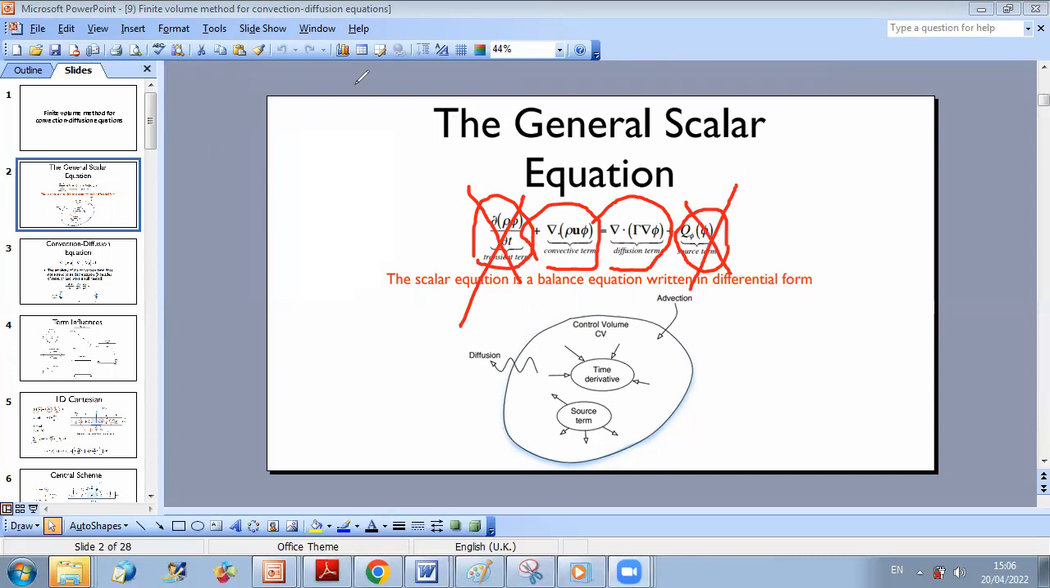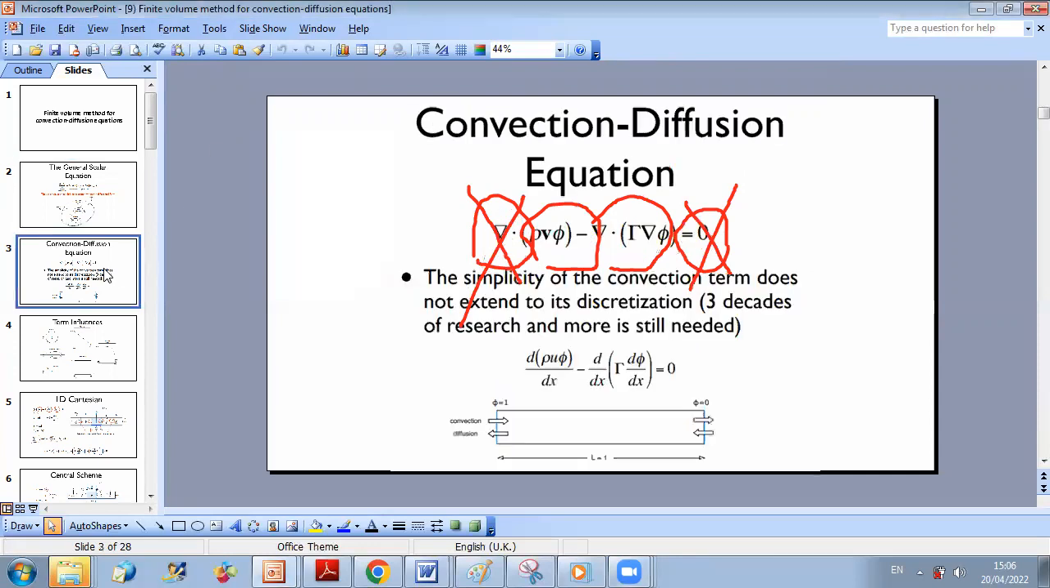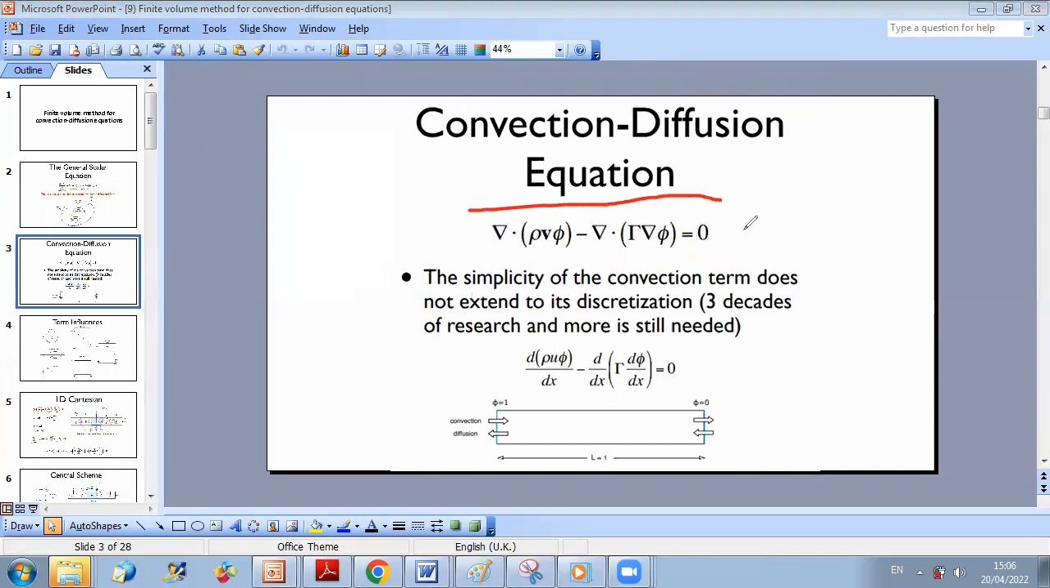So the equation will be, by just taking into consideration convective and diffusive fluxes, we'll just have this equation. So this is the convective flux. This is the diffusive flux. And the summation of these fluxes is equal to zero. It seems that the diffusive flux is more complex than the convective one, because you have grad of grad, while here you just have grad of rho v phi.